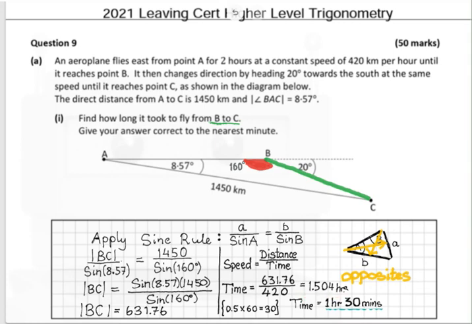1.504 hours, and rounding that to hours and minutes, well, 60 by 0.5 is 30 minutes, and the time for the airplane to fly from B to C will take 1 hour and 30 minutes.